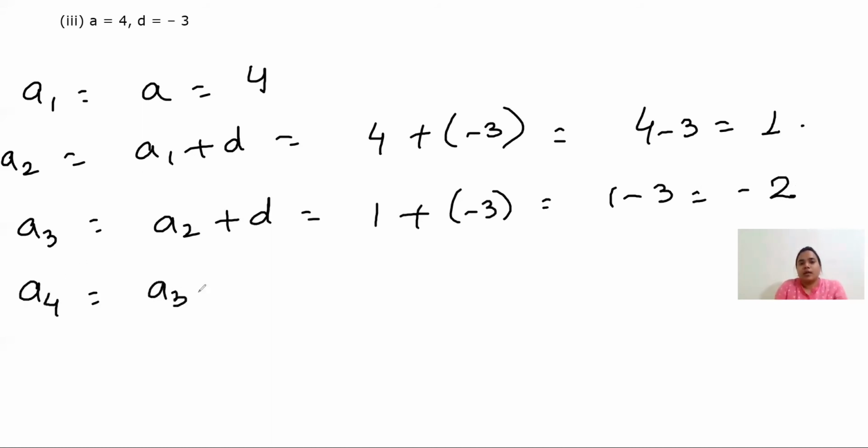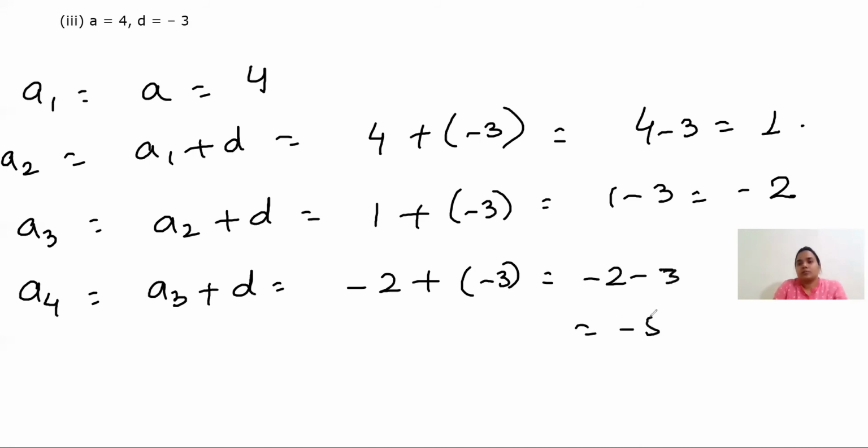A4 is A3 plus D, that is minus 2 plus minus 3, that is minus 2 minus 3, that is minus 5. So the first 4 terms are 4, 1, minus 2, minus 5. We're subtracting 3 all the time and it will go on. Now the next question.